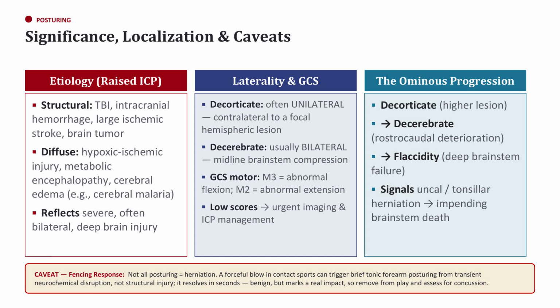Second, the Glasgow Coma Scale. Abnormal flexion scores 3, abnormal extension scores 2, and the slide from one to the other, and then to flaccidity, tracks a brain herniating from the top down. One caveat: a brief, self-limited tonic posturing after a forceful blow in sport, the fencing response, is a transient event, not herniation, but it still marks a real impact, so the athlete comes out and is assessed.